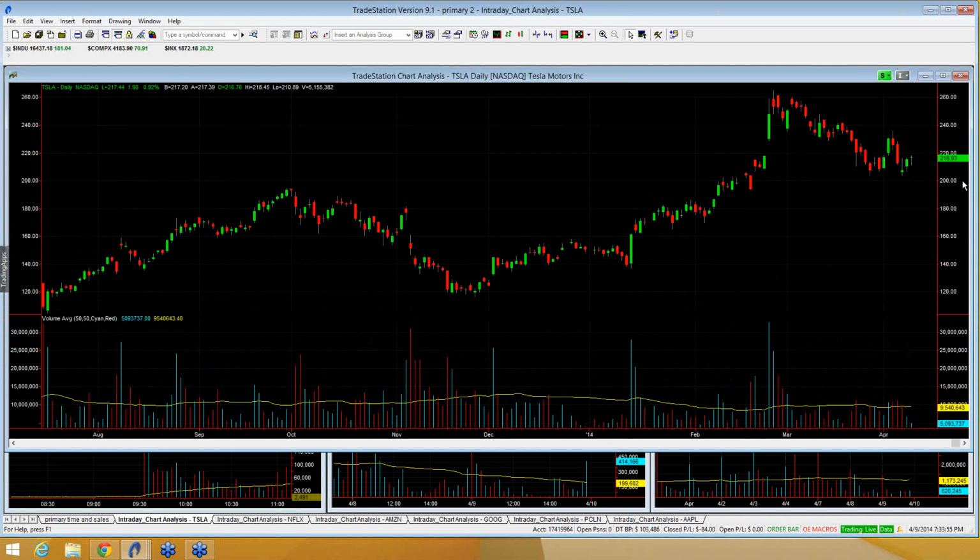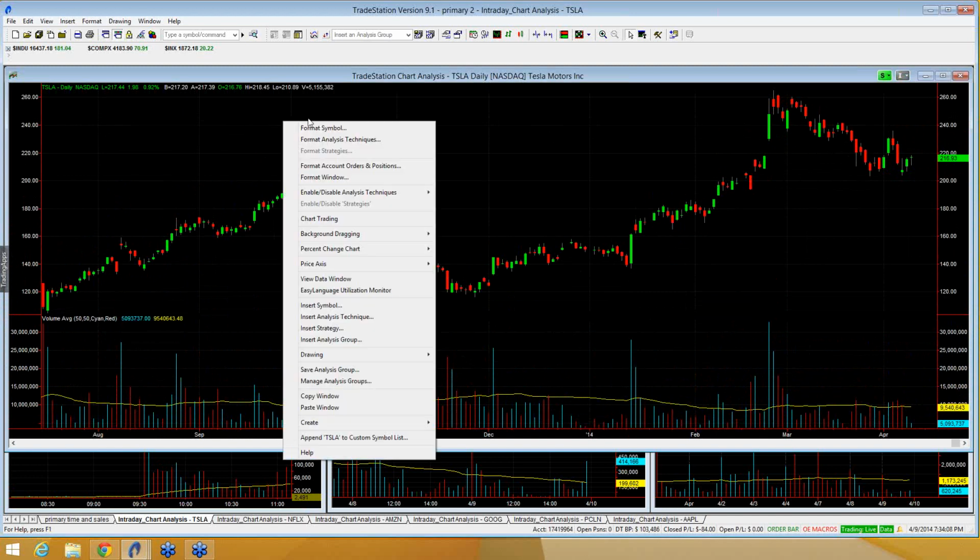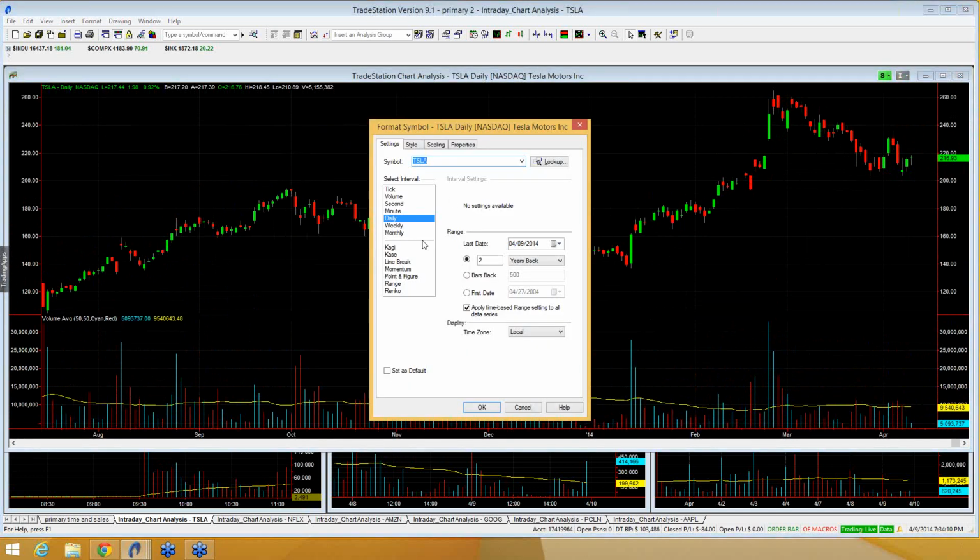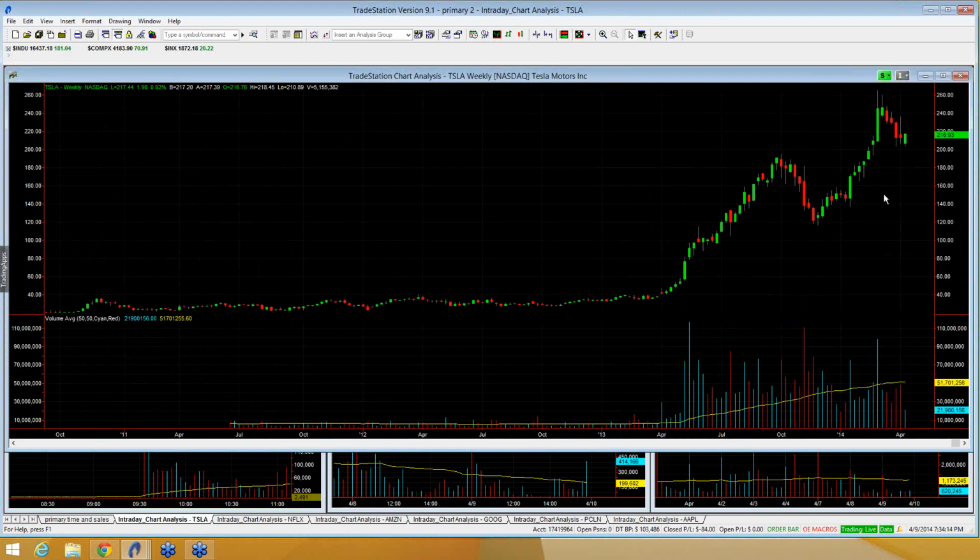So why am I still bullish on Tesla even though this thing has gone from 260 to 200 over the last month and a half? That's a drop of 20 to 25%, okay? I see a lot of people shorting Tesla. Why are they shorting it and why am I still going long the stock? Well, when I look at the weekly chart, I see a couple things.